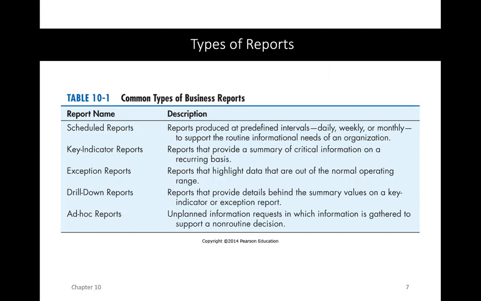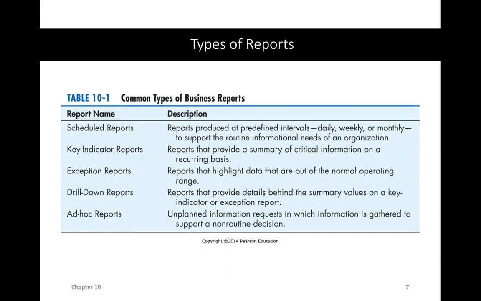Key indicator reports. These are the critical information reports. These are the reports that provide a summary of critical information on a recurring basis. So for instance, if I'm the CEO of an organization, I'm going to have these key indicator reports, these key performance indicators that are telling me how the whole organization is doing, what areas are doing better than others. I'll be able to compare different time zones, different dates, different organizational areas, and so on. Okay, so key indicator reports, these are critical information.